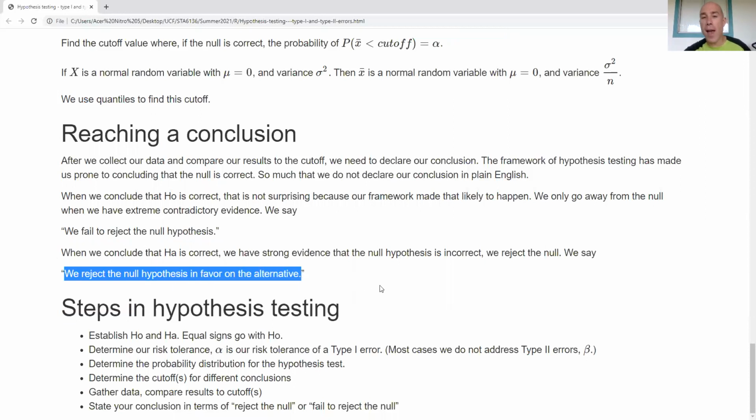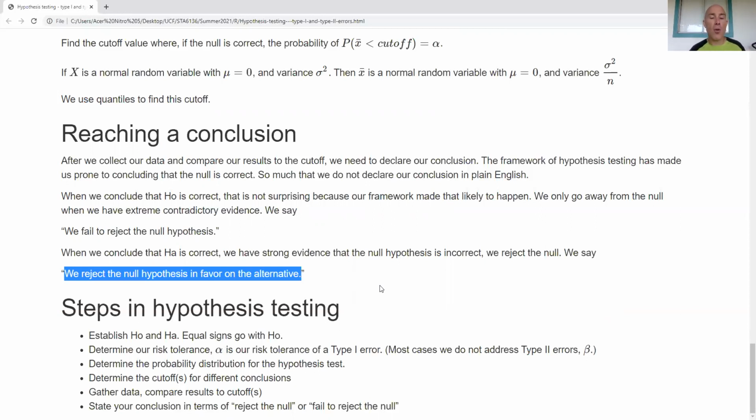Now, if I go with the alternative hypothesis, I do not say that in plain English. I say we reject the null hypothesis in favor of the alternative. Another reason we use this funny wording is that remember, we're using data. We don't actually know the true outcome. There is a chance that I have a bad sampling process. There's a chance that the person recording the data made a mistake. There's a chance that my measurement instruments were broken. There's a chance that some of my data was omitted.